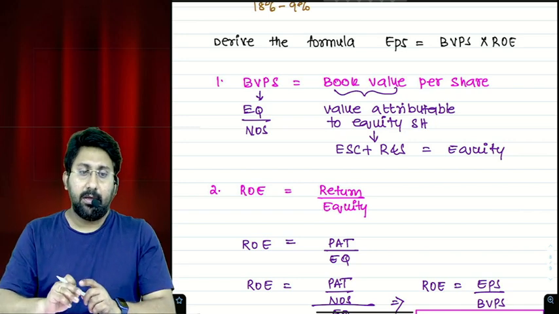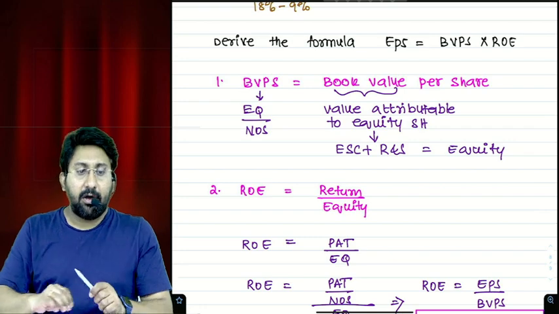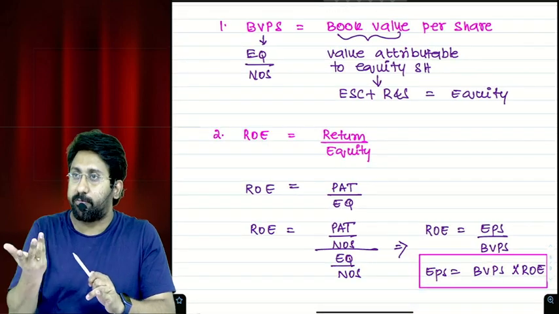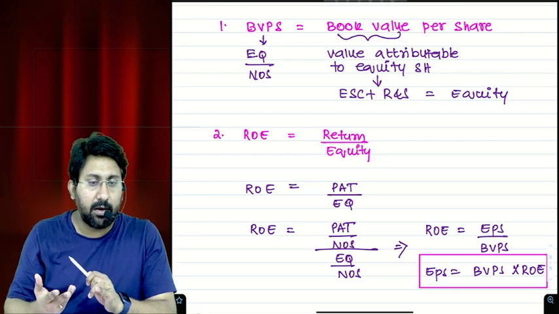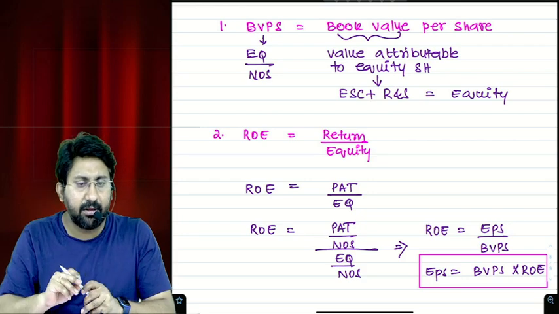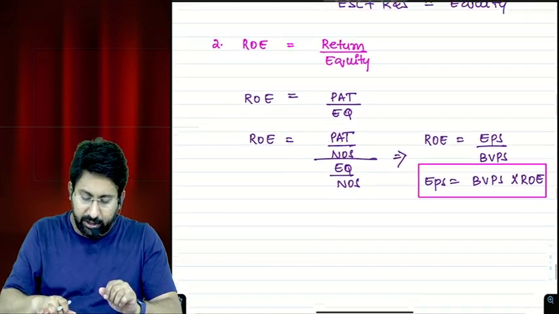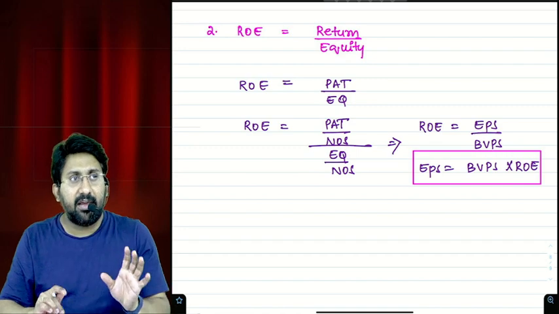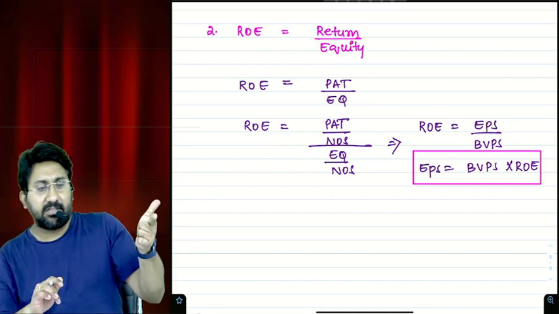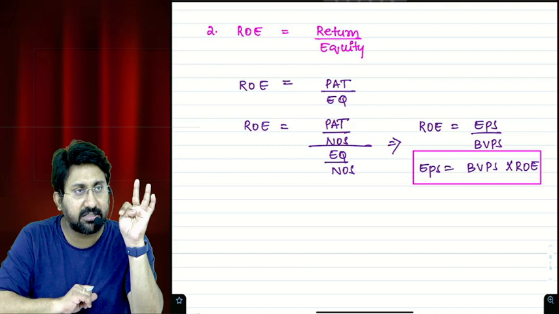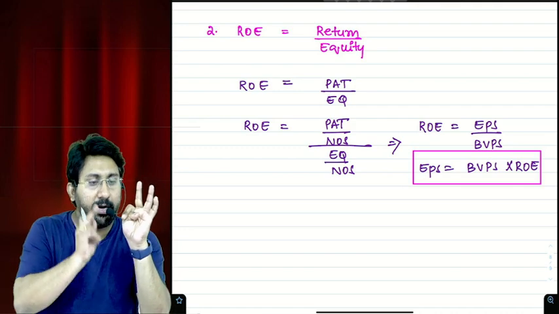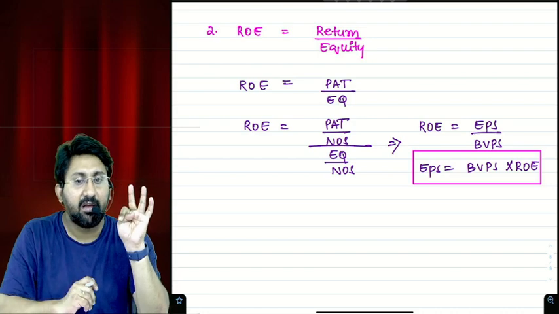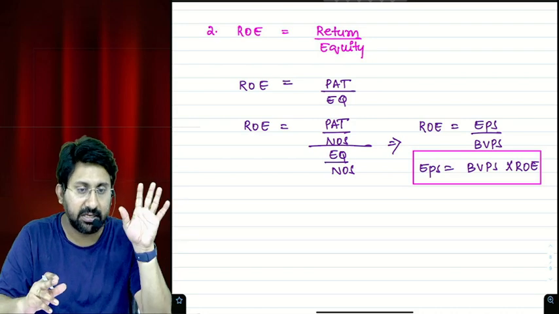Okay. Sir, next. Return on equity equals what? Return by equity. Sir, return on investment means what? Return by investment. Like that, return on equity means return by equity. Okay, now listen. Return on equity equals return by equity. Equity means equity share capital, reserves and surplus. Equity share capital and reserves and surplus will belong to the equity shareholders.